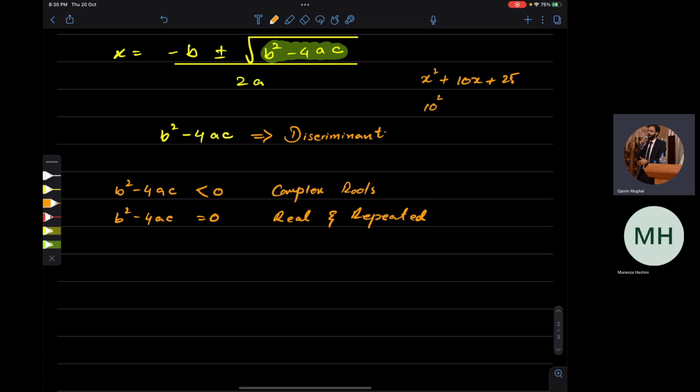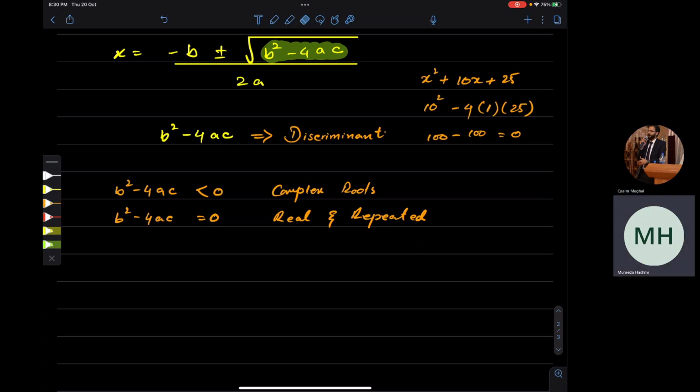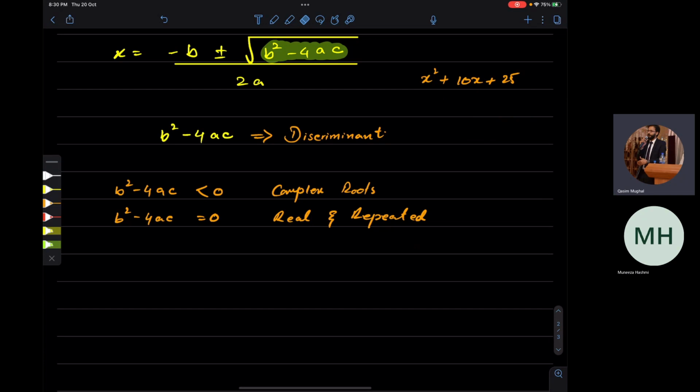So b squared is 10 squared, minus 4 times a times c. 100 minus 25 times 4, which is also 100, equals 0. So from here, I know that if I apply completing the square, I'm going to have the x plus m whole squared format, because it has special factors. If it does not have special factors, then I will have the x plus m whole squared minus n format. You will have something outside.